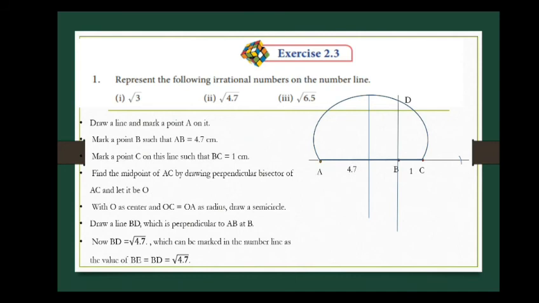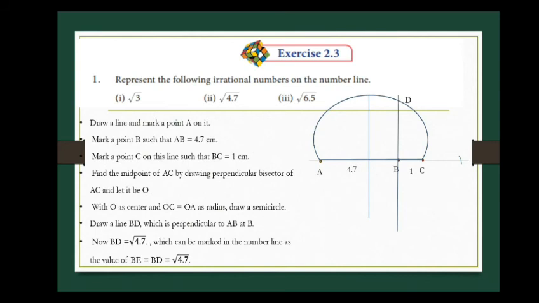So now to represent root 6.5 on a number line, what we have to do? We have to draw a line and mark a point A on that line. From A we have to measure 6.5 centimeter and mark that point as B. Then the other steps you have to repeat the same. From B, again you have to mark 1 centimeter and mark that point as C. Now you have got AC. Now we have to draw a perpendicular bisector. That perpendicular bisector will bisect the line AC, which means we'll get the midpoint of AC. Mark that point as O.